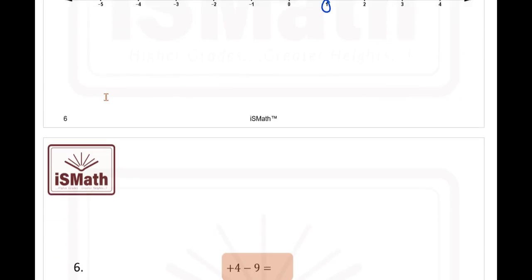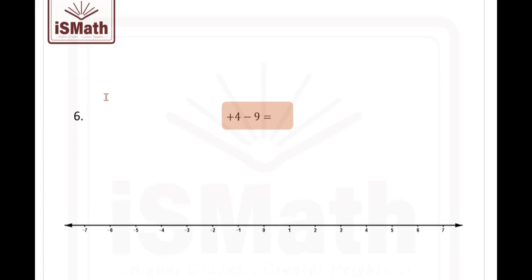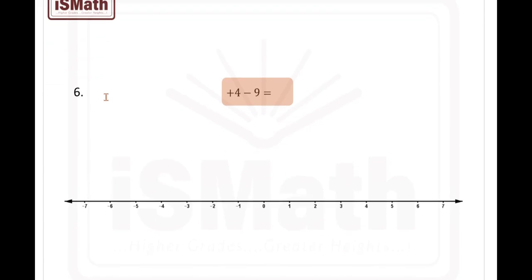And then the final question using the number line method is this. It says +4 -9. So again, we start from +4. +4 is right here, and -9 is supposed to be going backwards because this says subtract 9 from +4. It tells me that I'm supposed to be going towards the left.